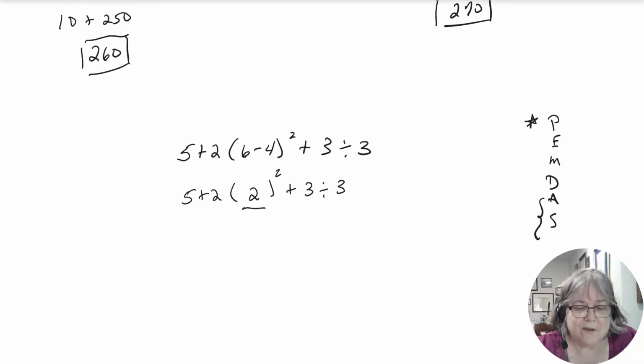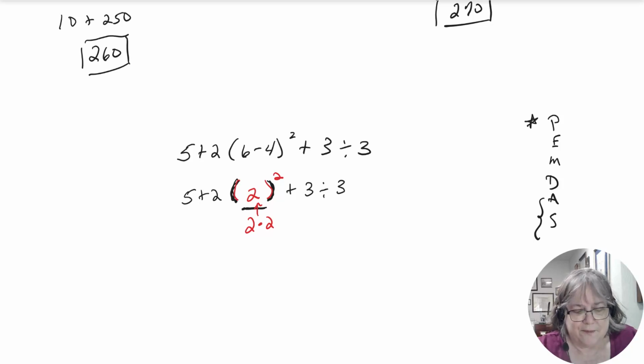Okay, now we're still inside. We can't let go until we're absolutely sure we've done everything the parentheses want. So the parentheses wanted us to figure out what 6 minus 2 was, which we did. And then it wanted you to take that quantity and to square it or raise it to the second power. So this right here, this part, that was terrible looking, wasn't it? Is actually 2 times 2.